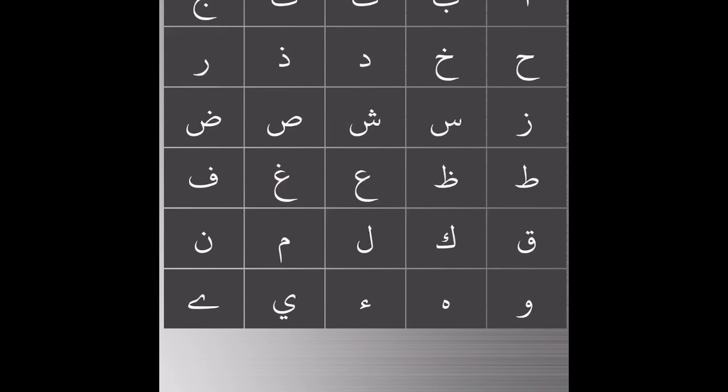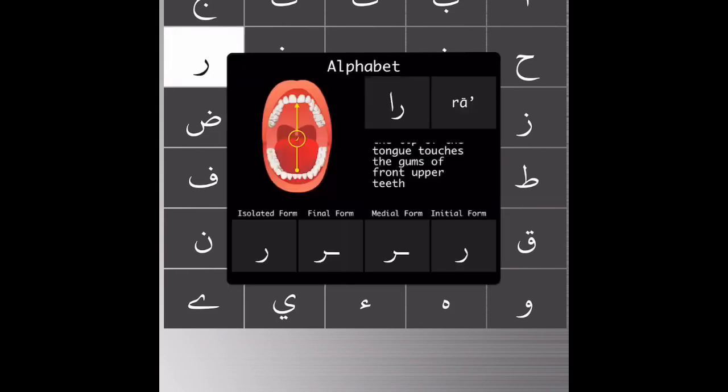The next letter is ra. Similar to the R in English.